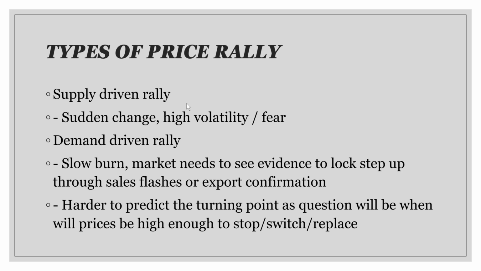So prices need to move high enough to start to enable switching or replacement of raw material to turn the price down. But in this case, it's a little bit tougher because it could be due to stocking by certain countries, or it could be due to certain growth numbers in certain countries. So, you know, it's a little bit harder to predict.